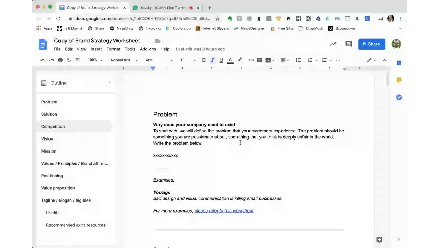And so why does your company exist? The problem should be something that you're passionate about. This ought to be what I do. I ought to be passionate about this. It's something that you think is deeply unfair in the world. Those are two things: passionate about and something that you can immediately identify as it's not fair that people are in this situation. Does that make sense to everybody?